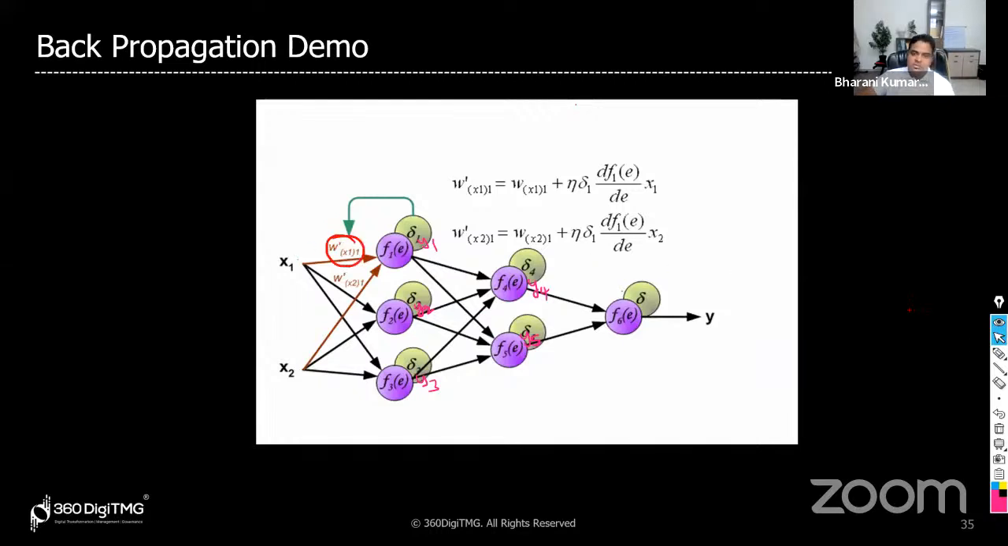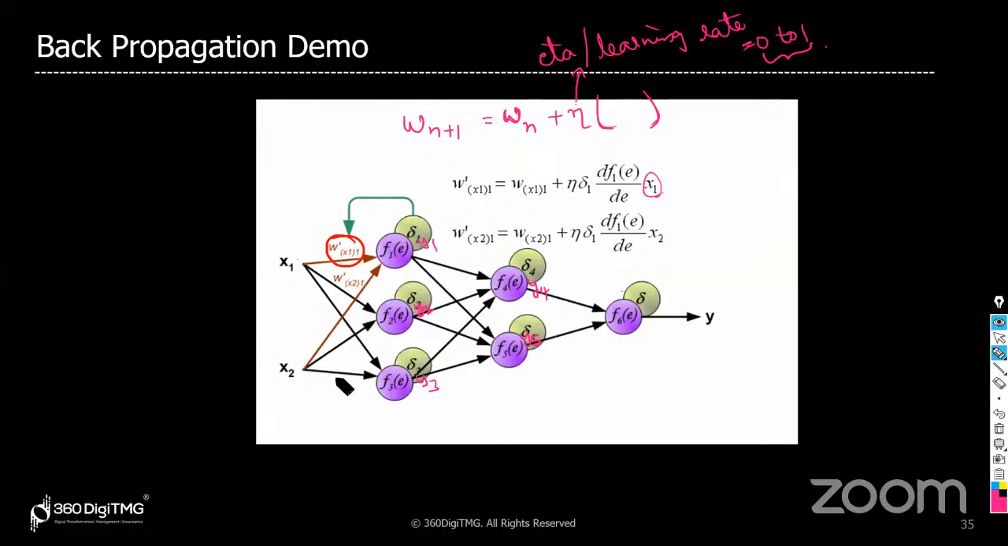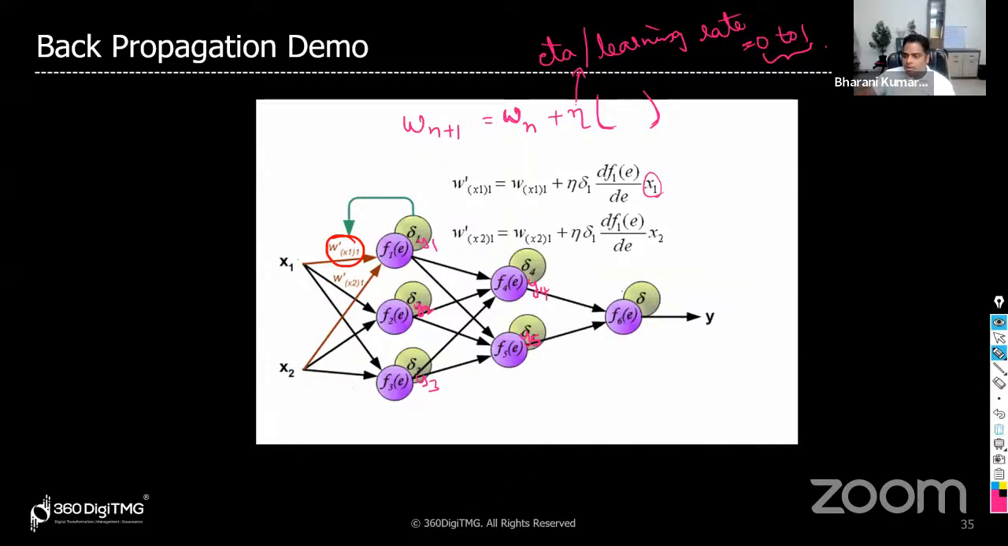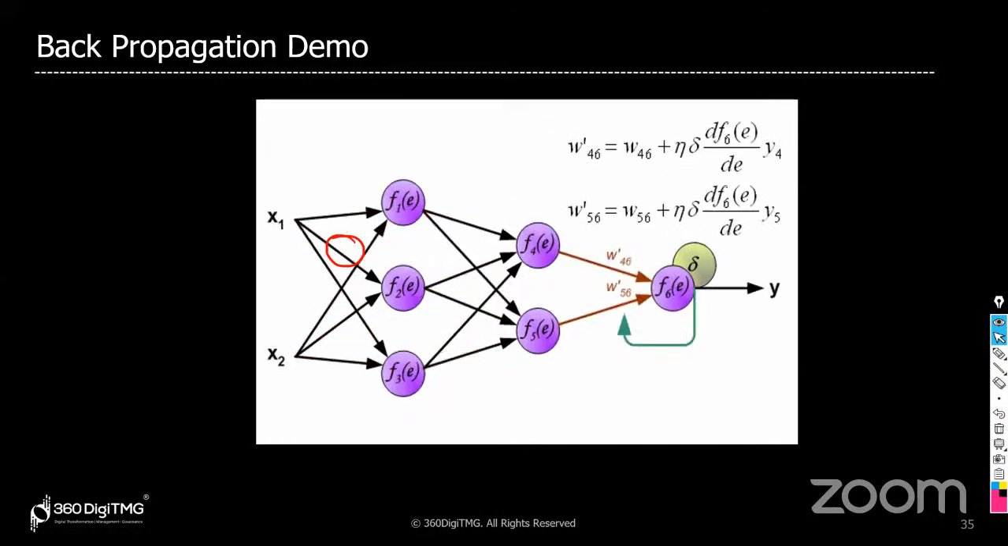To update the weights, the same formula is applied. New weight is equal to old weight plus eta value, which is also called as learning rate. Eta value is also called as learning rate. And this value ranges from 0 to 1. Into the error, into input. You apply that to each and every weight, and your weights will be updated in this way. All the weights will be updated.